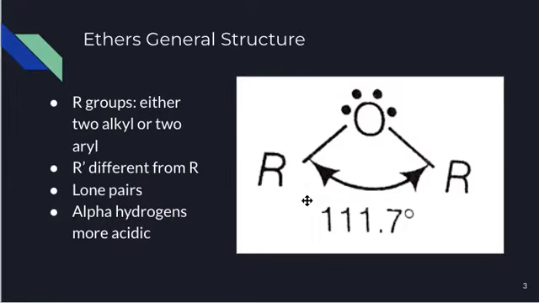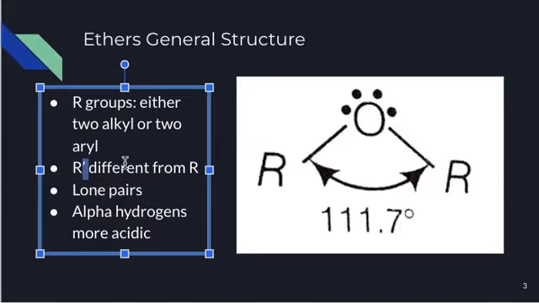In this specific image, you can see that both of the R groups are the same, which is shown by them having the same letter with no additional markings. But if you want to show that the two R groups are different, you would have one as an R group and one as an R prime group. As you can see here, R prime is denoted with an apostrophe right there.